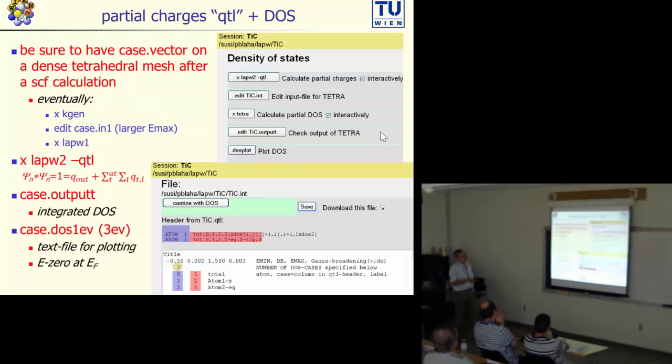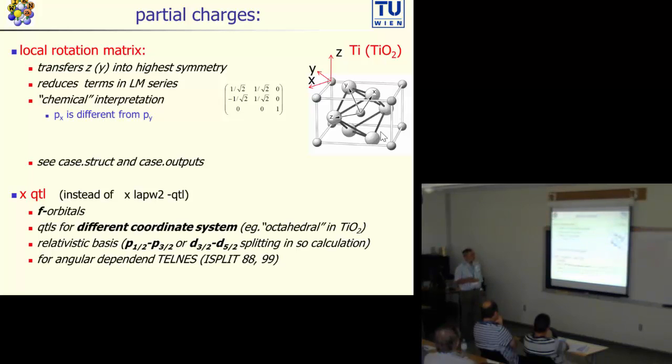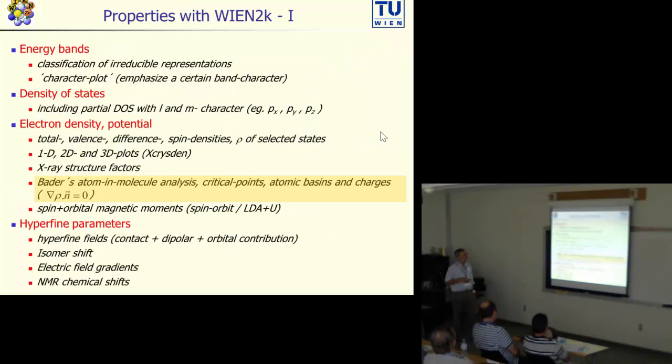Instead of using LAPW2 minus QTL, you can also use an extra program QTL called XQTL, which can make splitting also for F orbitals, can make splittings for arbitrary coordinate systems. So you can rotate your coordinate system arbitrarily as you want, for instance, in an approximate symmetry, in a distorted crystal, to get, for instance, also in TiO2, an approximate octahedral coordinate system. Also, since it's tetrahedral, that is not an exact octahedron. But as an approximation for interpretation, this might be useful. And you can also use this QTL for splitting of P1/2 and P3/2 relativistic bands.